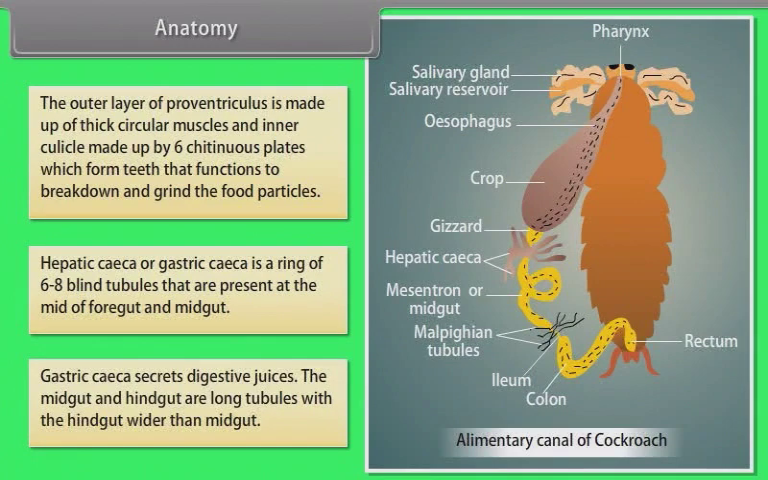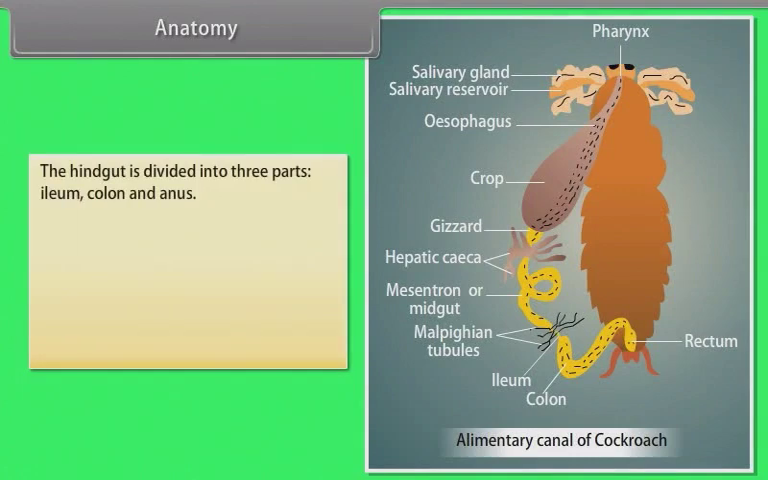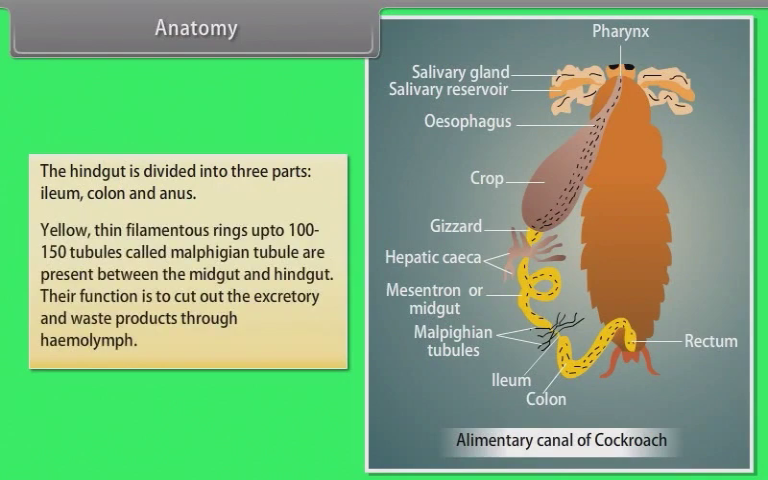The midgut and hindgut are long tubules, with the hindgut wider than the midgut. The hindgut is divided into 3 parts: ileum, colon, and rectum. Yellow, thin, filamentous rings of 100 to 150 tubules called Malpighian tubules are present between the midgut and hindgut. Their function is to remove the excretory and waste products through the hemolymph.